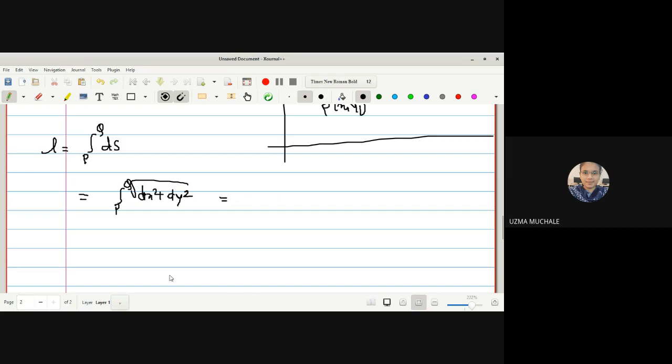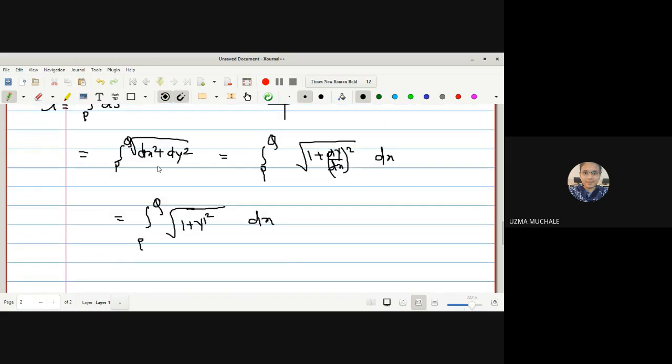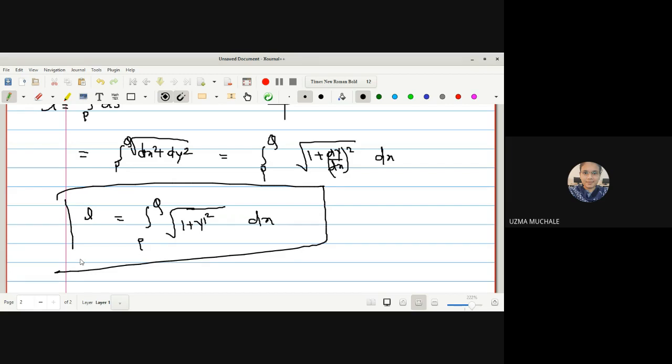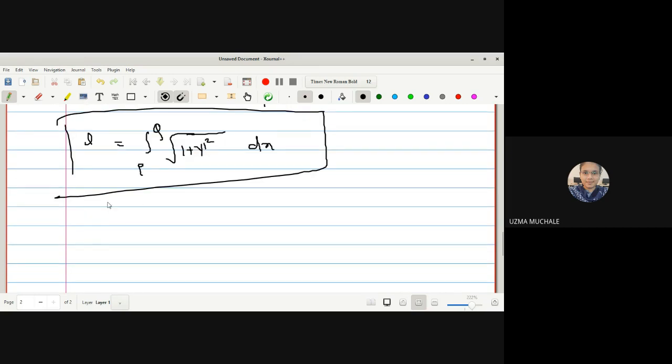Now to find the value of this integration, I can take dx common. If I take dx outside, inside I remain with dy by dx whole square, and dx outside. So we have integration P to Q under root of 1 plus y dash square dx, where dy by dx is y dash. So we can now see that the length is also a functional. In this example, length is a functional, and generally the length between the 2 points P and Q can be described with the formula integration P to Q under root of 1 plus y dash square dx. Now this can be written as the integral I, which is a length, and it is a function of y because it is written in terms of y, 1 plus y dash square.